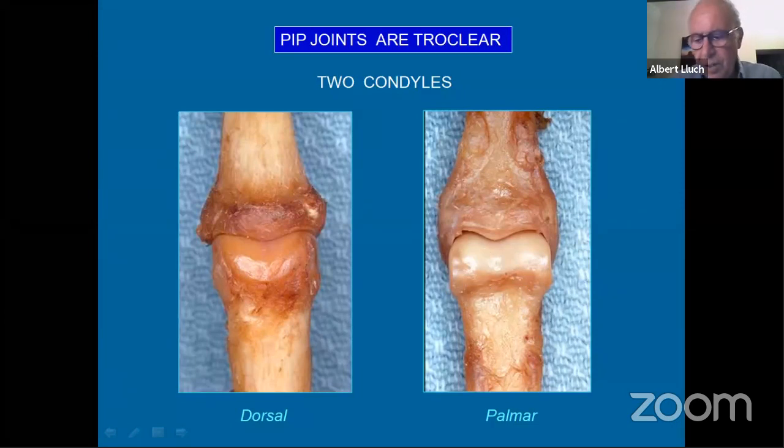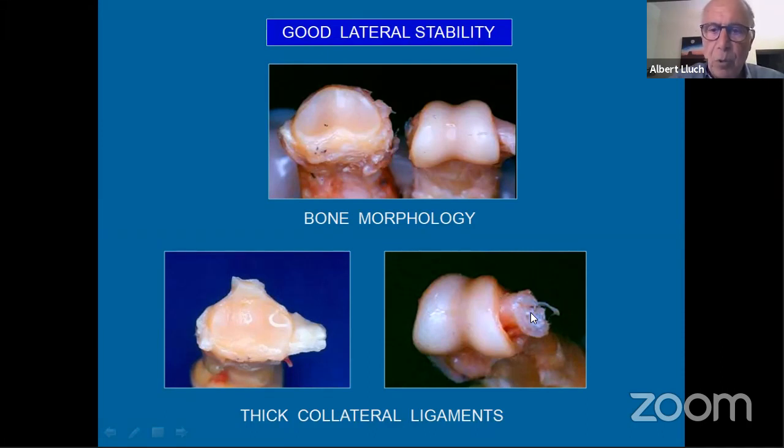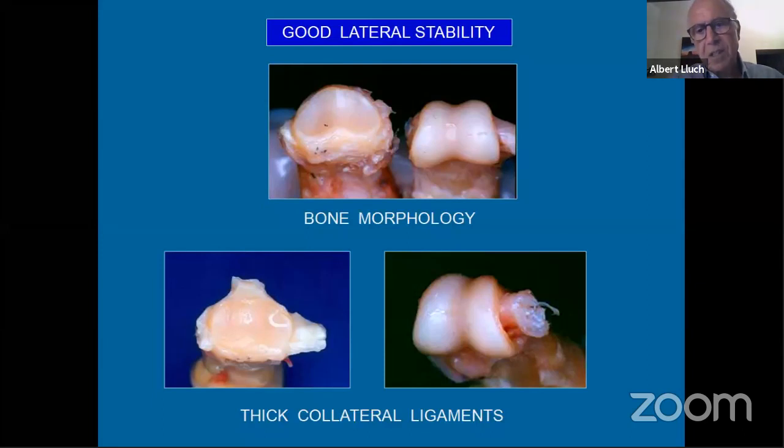And these joints are very stable. They have good lateral stability. And why? One reason is bone morphology, because they are quite wide, and they have a bicondylar shape. And also because they have very thick collateral ligaments. Collateral ligaments in these joints are incredibly thick because we don't have intrinsic muscles like in the MP joints. The MP joints we can stabilize with intrinsic muscles, but the PIP joints, we don't have muscles to stabilize them. So we need strong ligaments.